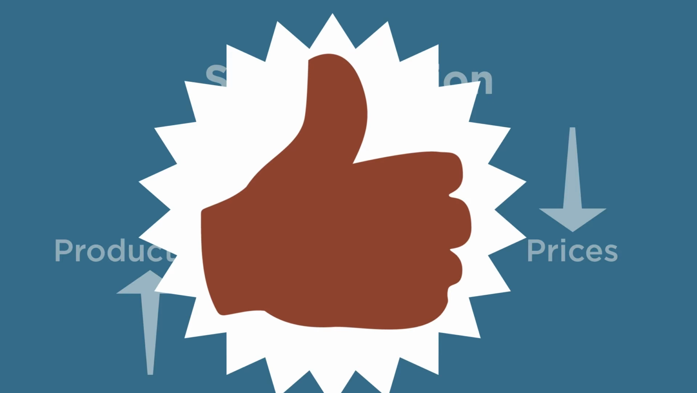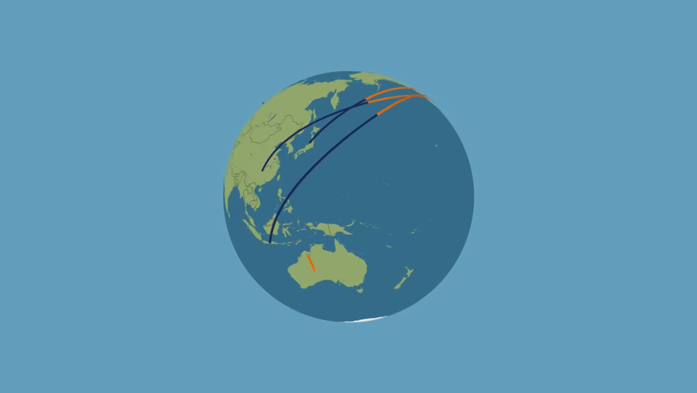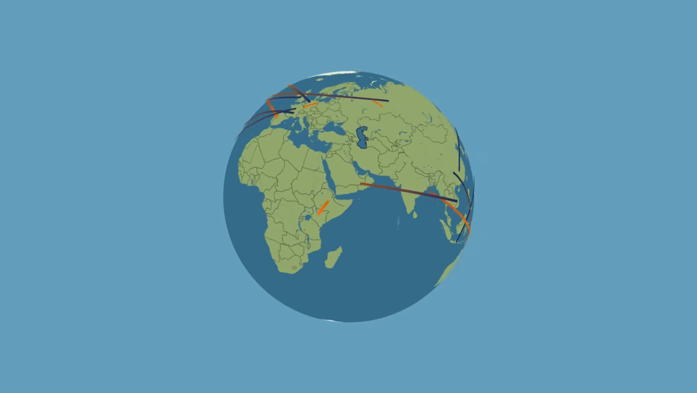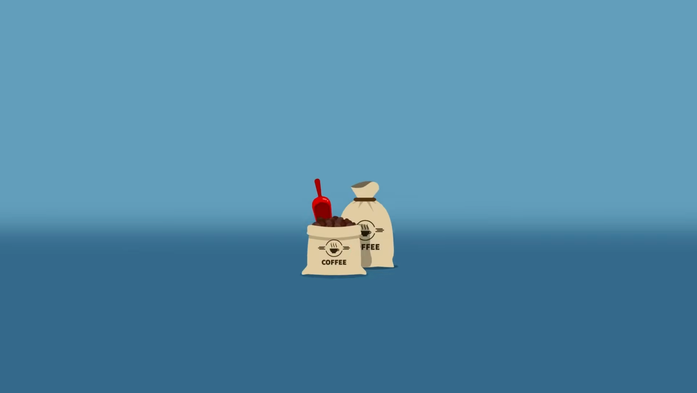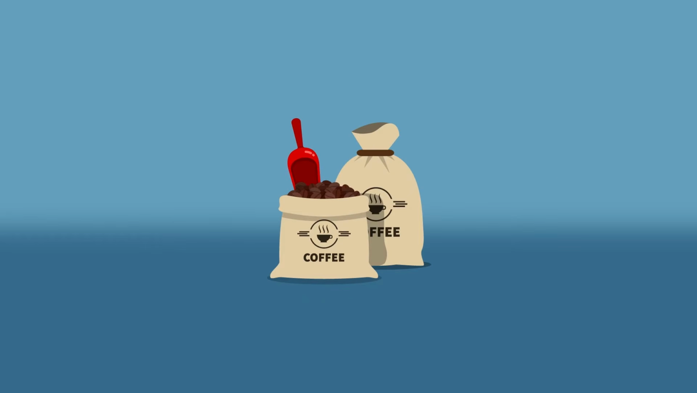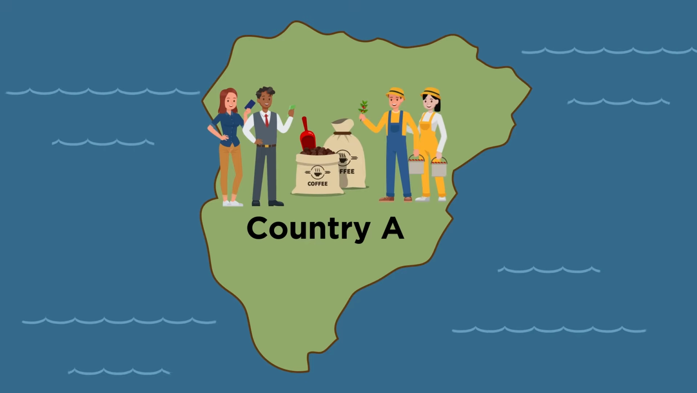Sounds great, right? Well, even though global trade is beneficial in the aggregate, not everyone benefits from it. When competition increases and products become less expensive, not everyone wins. Let's look at a simple example in the market for coffee. Imagine that trade only occurs between buyers and sellers in country A. So there's no global trade.